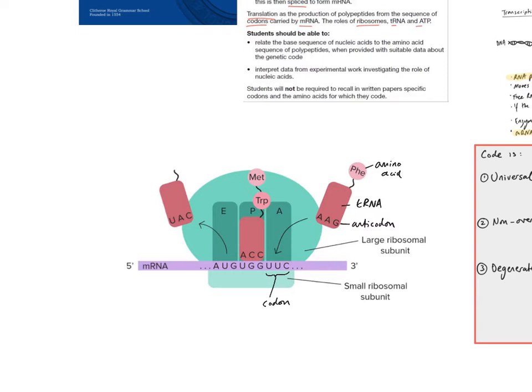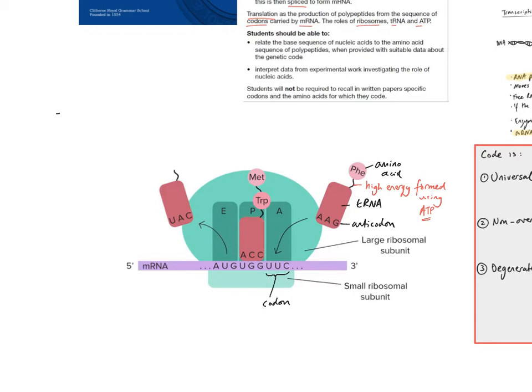Oops, it looks like a branch now. Sorry, I can't do it red. So this is a high energy bond formed using an energy molecule, using ATP. So that's the role of ATP, is to form that bond. Okay, so we need 6 marks for this. So let's have a go.